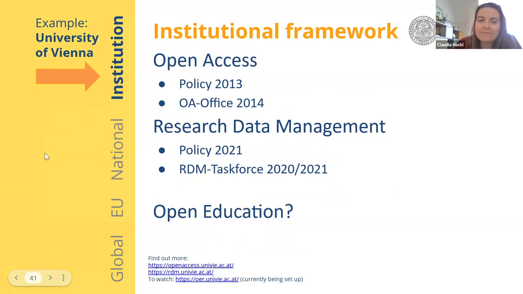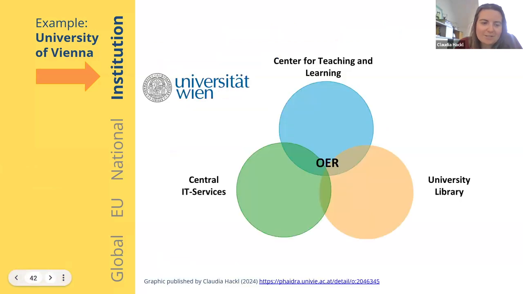So the institutional framework is here for you. We have the open access policy and open access office available to our university staff since 2013, 2014. So yeah, about 10 years now. Research data management policy followed a few years ago. And we also have a research data management task force, which is situated at different university sectors. For example, there are colleagues from the library, there are colleagues from the IT services. But I'm also in there for the teaching factor. There are colleagues from doctoral schools and so on. So we have several people combined in this task force to keep the open science practices at University of Vienna on track.